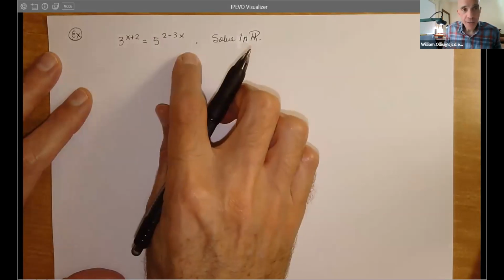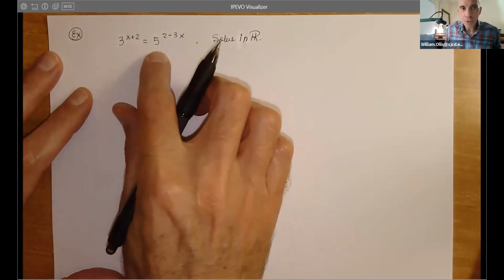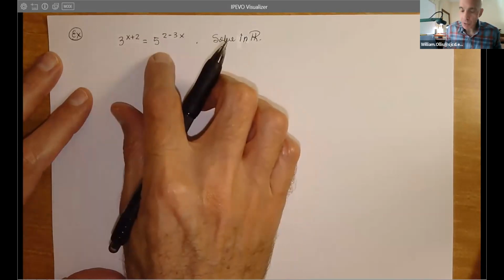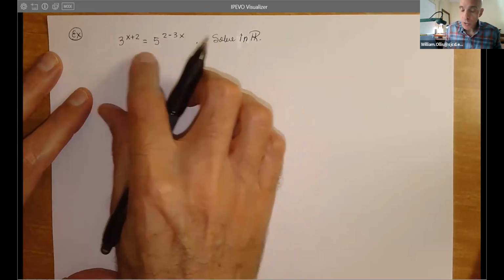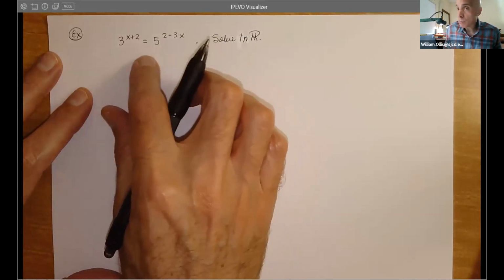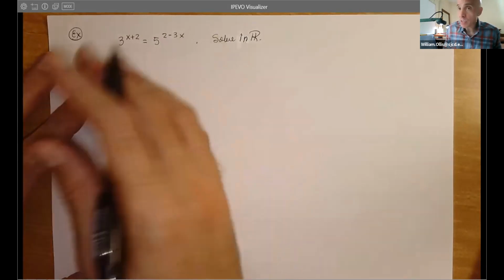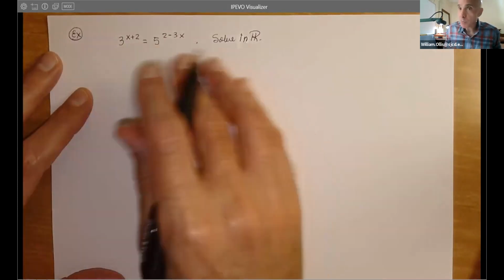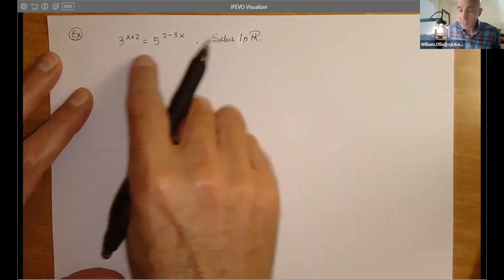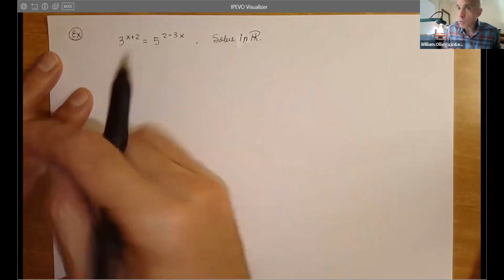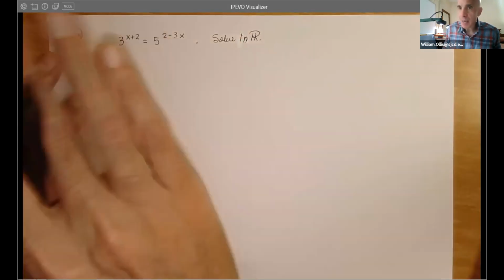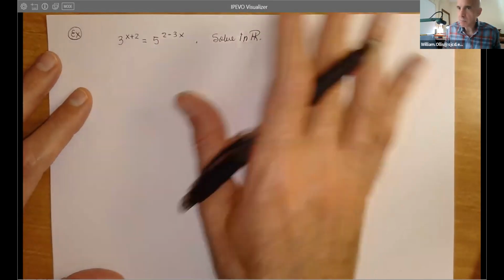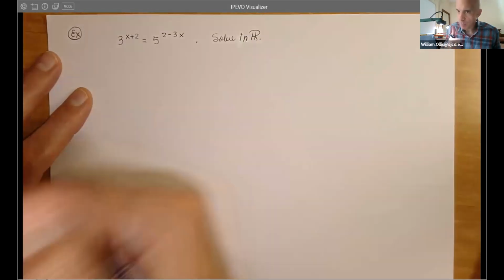Now, when you look at this, the first thing we might want to think is, let's use the one-to-one property. But we really can't use that because we have different bases. So you might be thinking, well, we could just take logarithms of each side and go that route. And that's certainly a way to do it. You could take natural logarithms and use the power rule. But I want to give you an example of how you can change the base so you can get that practice. But again, when you solve an equation, however you do it, mathematically correct, no problem. WebAssign will give it the thumbs up.